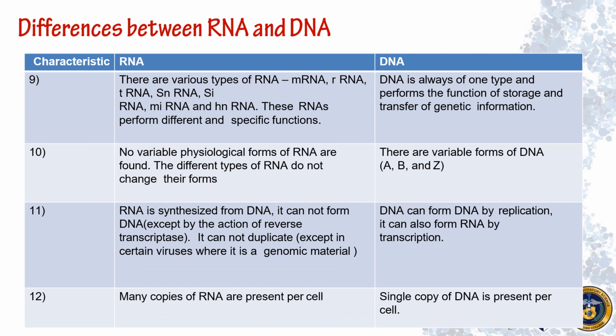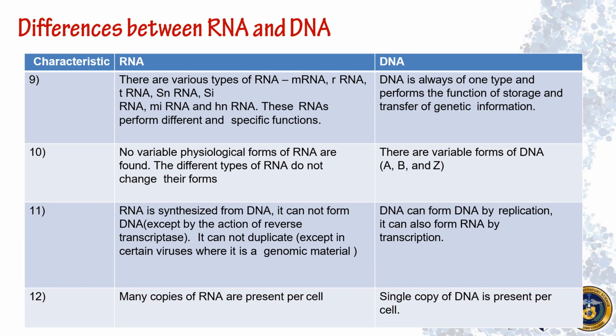RNA have various types: mRNA, rRNA, tRNA, snRNA, and etc. Then DNA naman is always of one type and performs the function of storage and transfer of genetic information. There are no variable physiological forms of RNA that are found, and the different types of RNA do not change their forms. Ang DNA natin, as I mentioned a while ago, has variable forms, no? The A form, the B form, and the Z form.